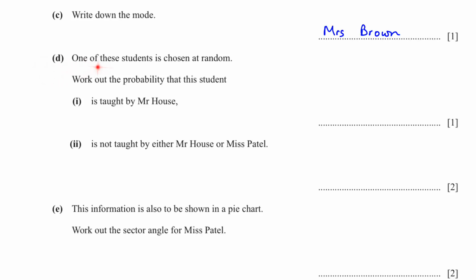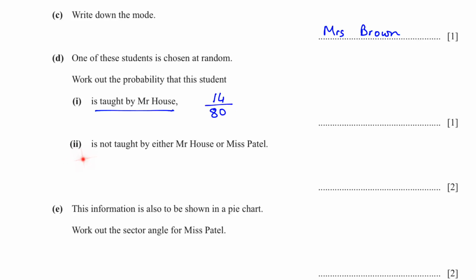2D. One of these students is chosen at random. Work out the probability that this student is taught by Mr. House. Total number of students taught by Mr. House are 14. And the total number of students are 80. So 14 over 80.